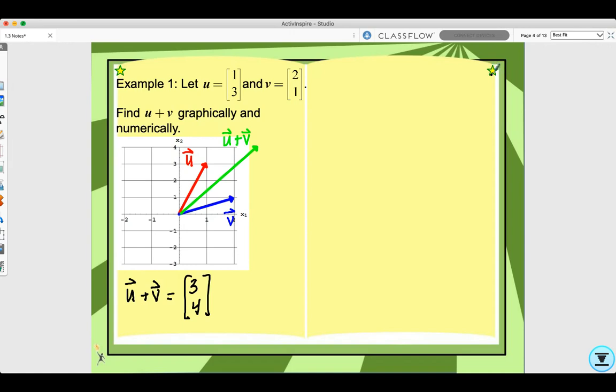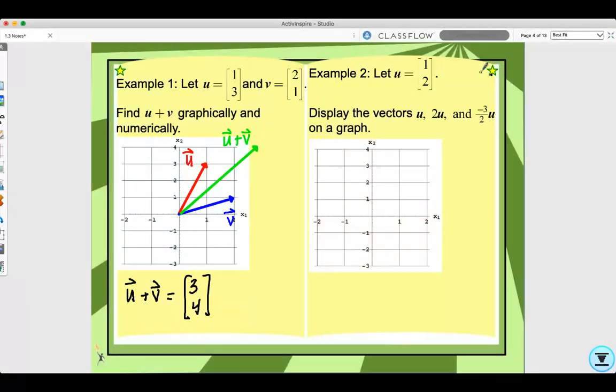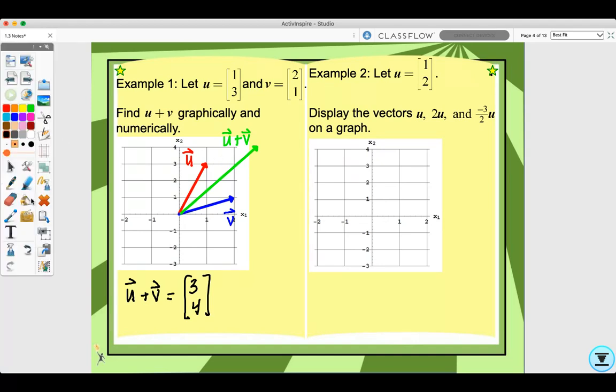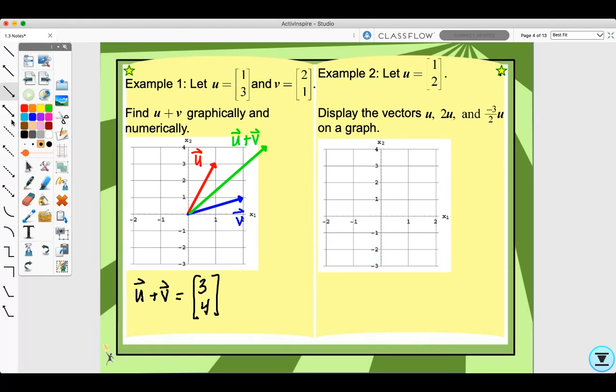Go ahead and try to do example 2 on your own. Let u be 1, 2. Display vectors u, 2u, and negative 3 halves u on the graph. So first start with u, which would be 1, 2.